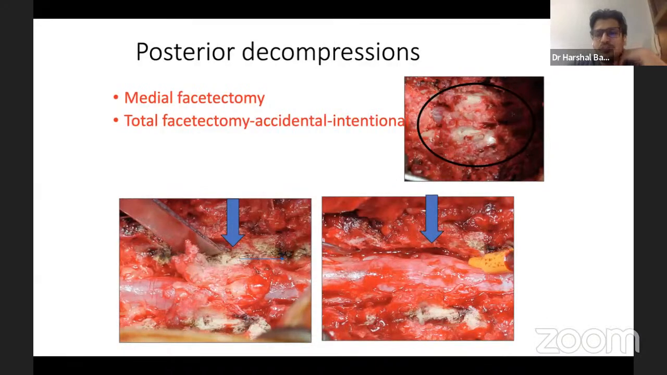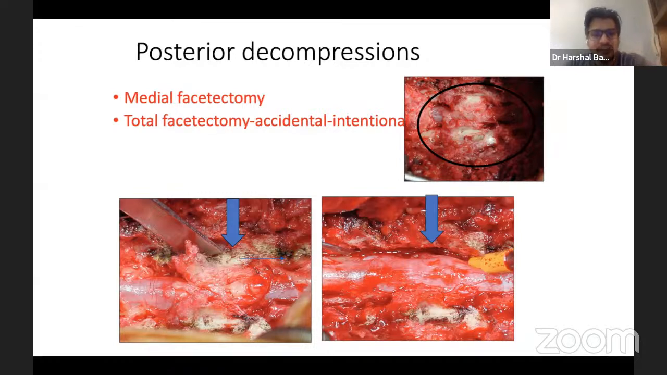The first picture in the upper row, you can see kissing facets, very closely set facets, and you need to decompress them to get a nice root decompression. You have to cut that facet. But while doing that, we are sometimes inviting a bigger devil, that is a total facetectomy. Literature says that on one side, even if you remove a complete facet, it may not destabilize, but we should tend to avoid it.